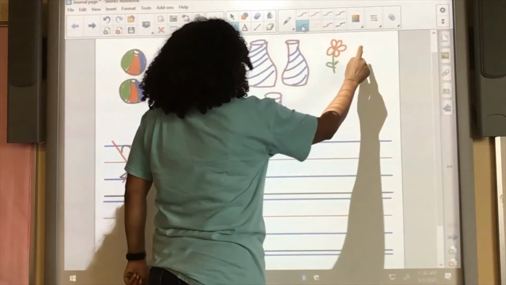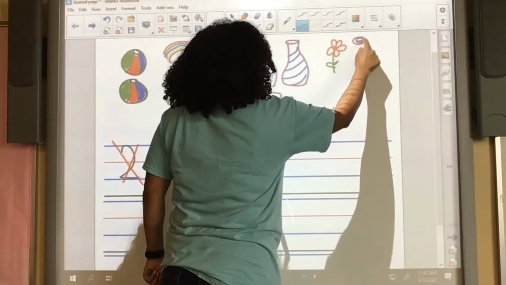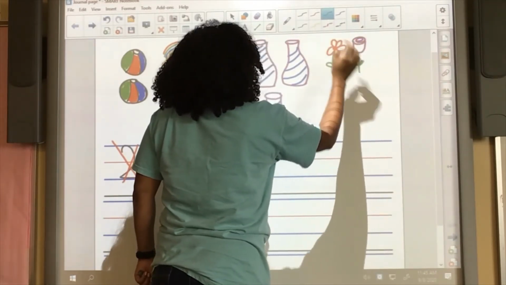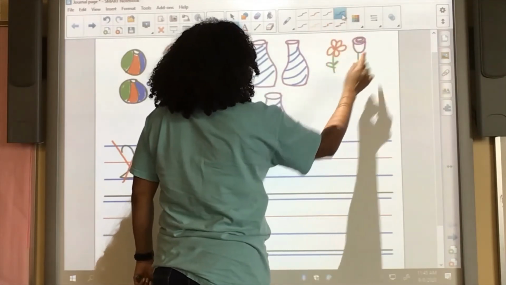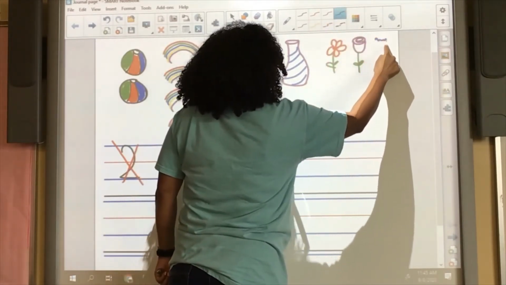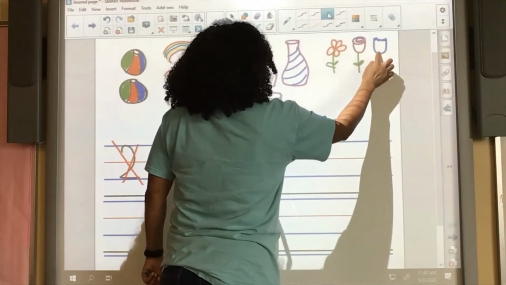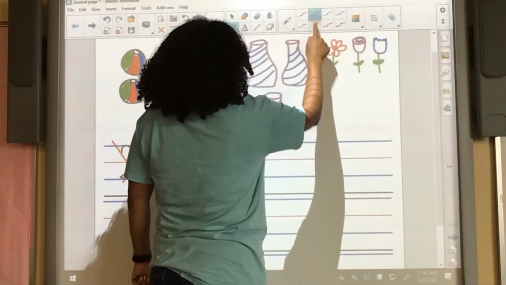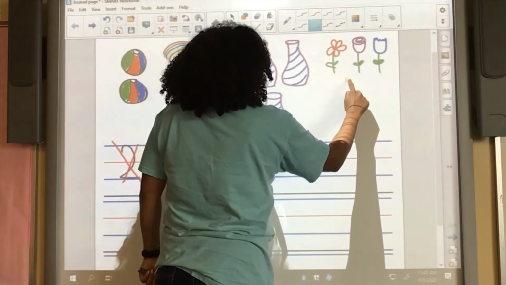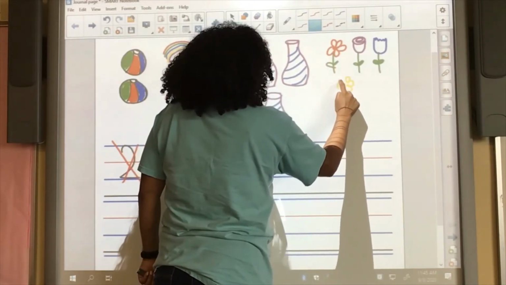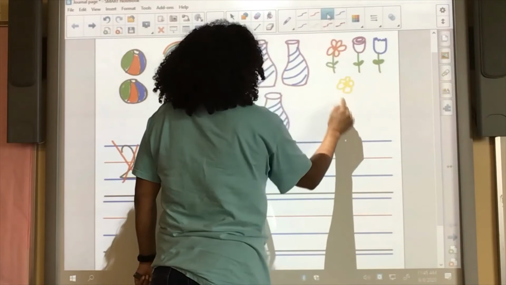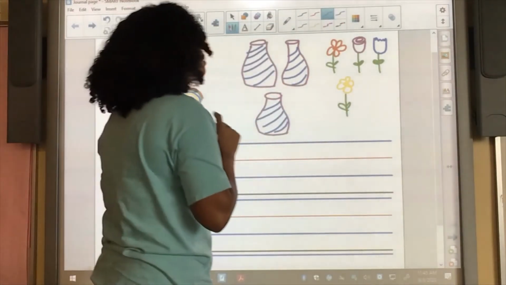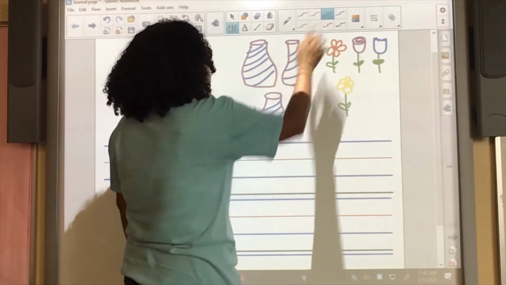So that's my first one. And here's my second one. 2, 3 with the green stem. 3 and 4. I need one more flower. And I'm going to make this flower, I'll go blue again.